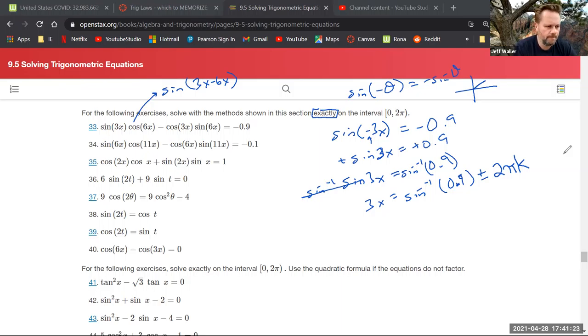We will in a second. I just want to make sure everybody's cool with this. Now of course, we haven't solved for x yet, right? So that's the next thing to take care of. Divide by 3. Yeah, and then you have to figure out, you can't just add as many of these as you want because you're supposed to stay between 0 and 2π. So that's what I'm going to leave for you to think about.